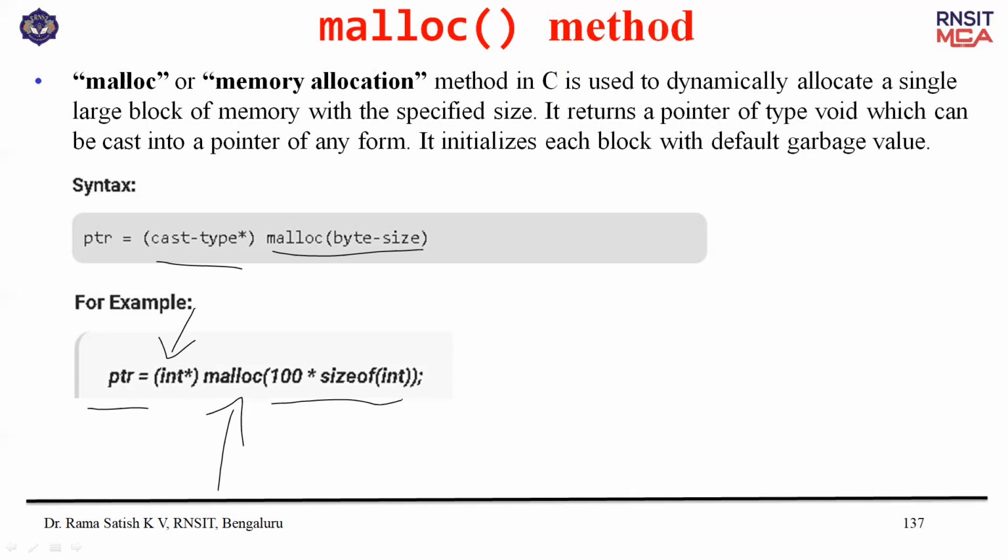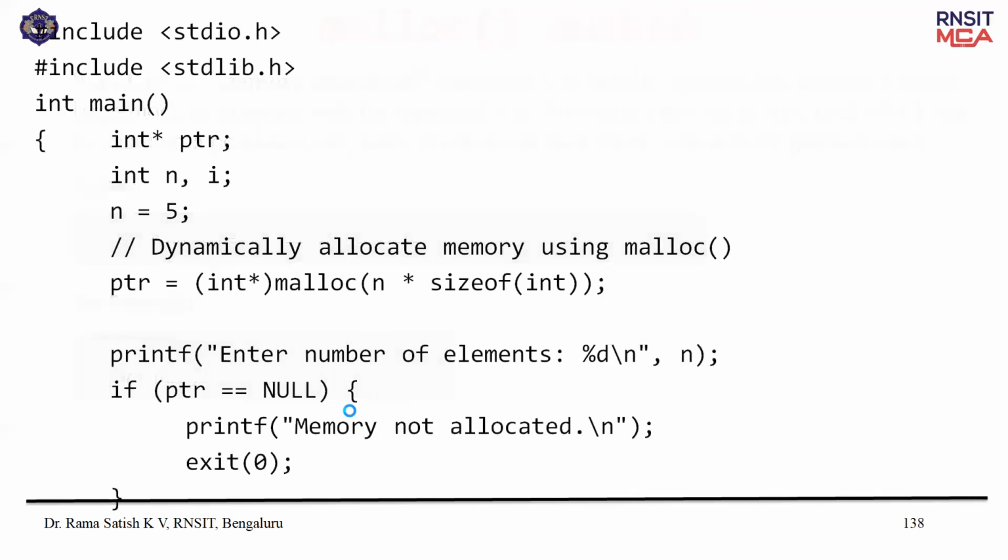So 4 into the size of an integer. The size of an integer is 4. 4 into 100 is 400. So that's why we write sizeof integer. Instead of writing the actual size, we write sizeof integer. Based on the operating system and compiler type, it will allocate the memory. It will find the size of the integer and later it will calculate. So that is the thing.